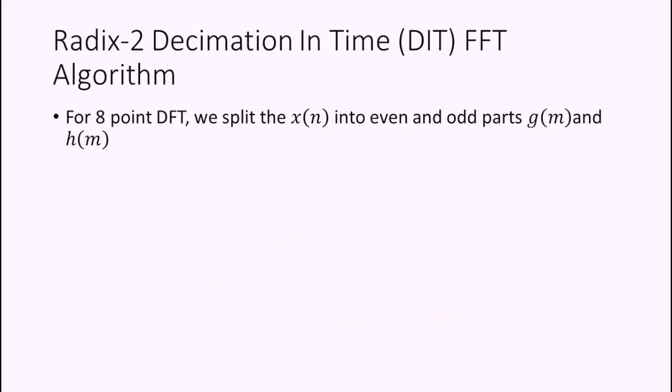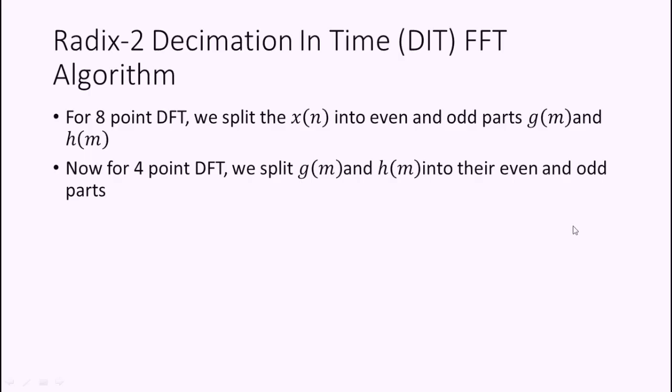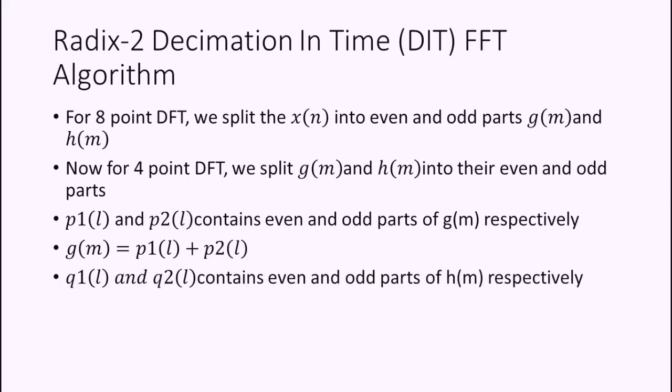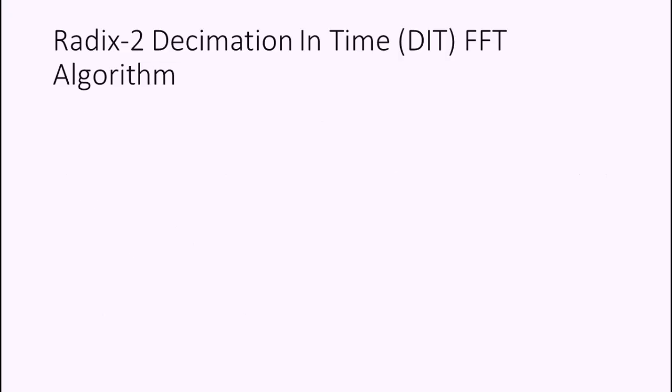For an 8-point DFT, we split x[n] into even and odd parts named g[m] and h[m]. Now for the 4-point DFT, we split g[m] and h[m] into their even and odd parts. P1 and P2 contain the even and odd parts of g[m] respectively, so that we can write g[m] equals P1 plus P2. And Q1 and Q2 contain the even and odd parts of h[m] respectively, so that h[m] equals Q1 plus Q2.